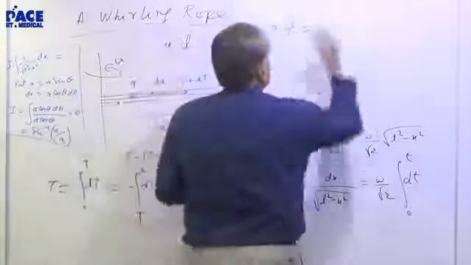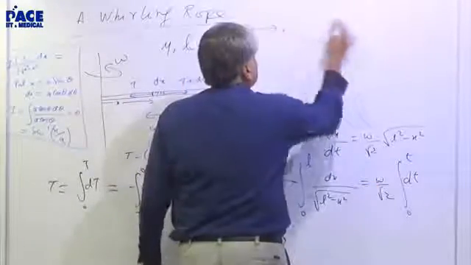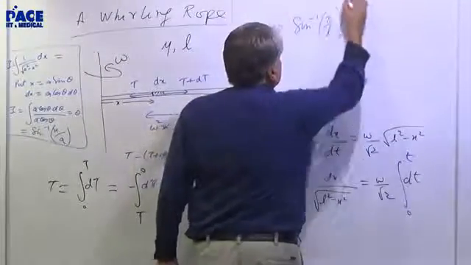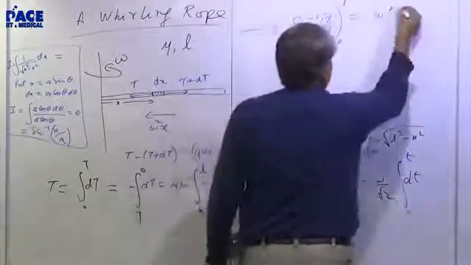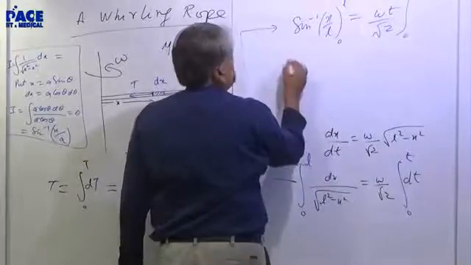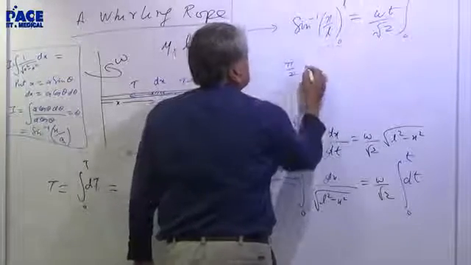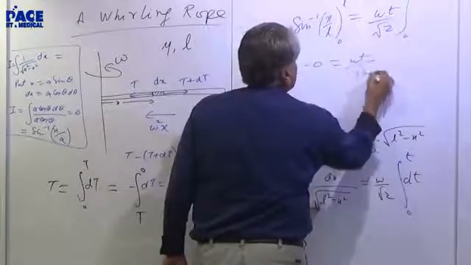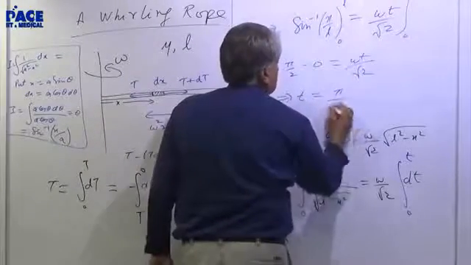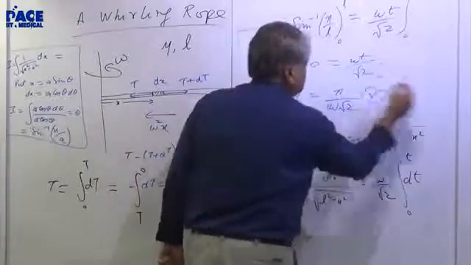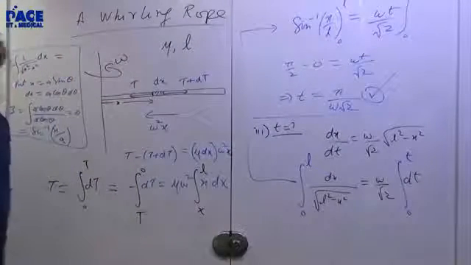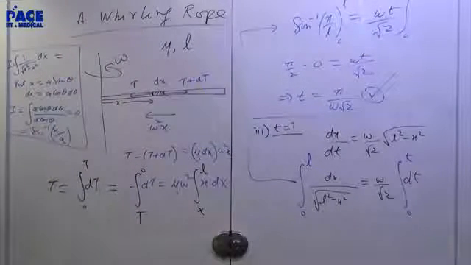So this side is sin inverse. I mean, this, if you put there, this is sin inverse x by L from 0 to L. On the right side you have omega t by root 2, again 0 to t. So this is sin inverse 1, which is pi by 2, minus sin inverse 0, which is 0, is equal to omega t by root 2. Therefore, what is t? T is pi by omega root 2. Is it okay? So that's the time it will take to reach the periphery.